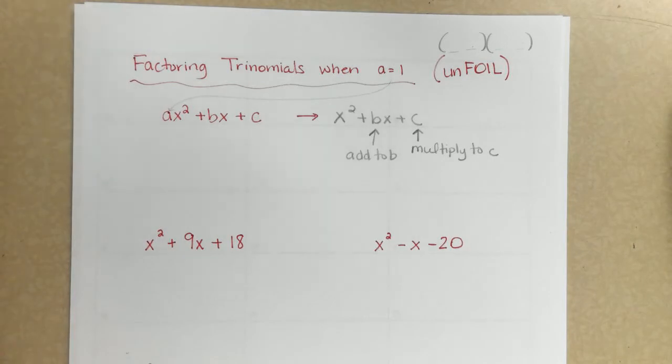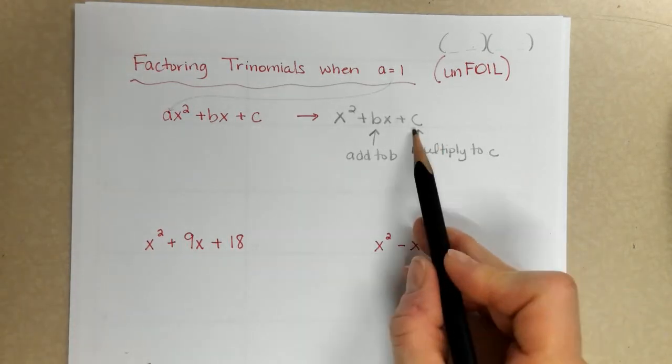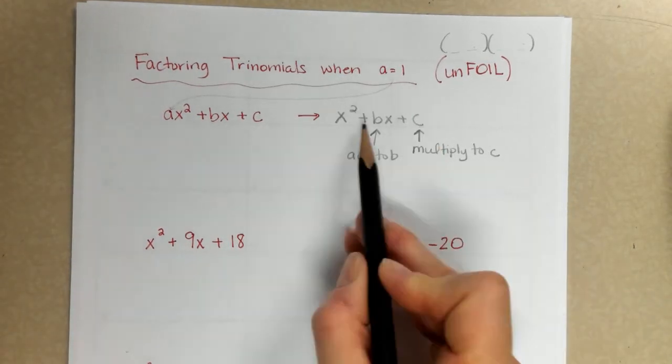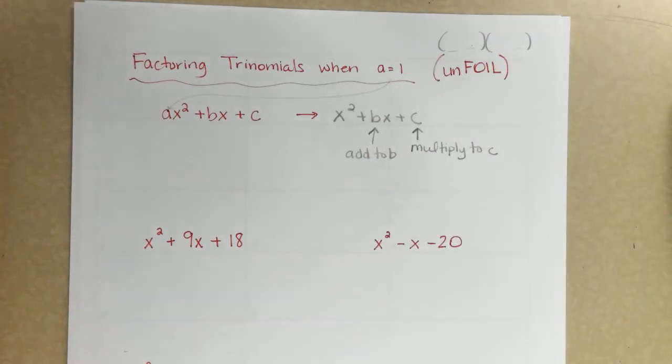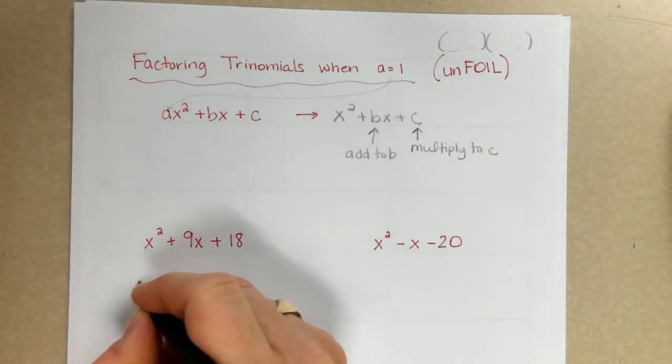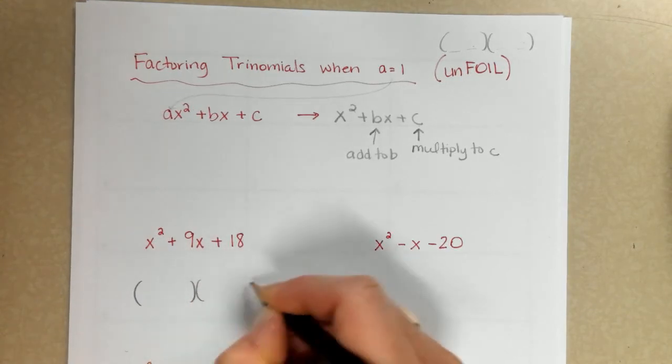So we need to find 2 numbers that can multiply to equal this last number and add up to equal this middle number, and they will be the 2 numbers we put in our parentheses. So let's try it out.